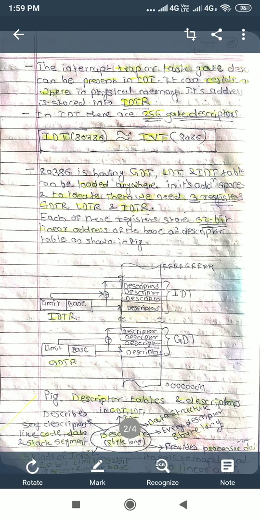In this way, now you can see the diagram. Here we have IDT and GDT. IDT has many descriptors. Likewise, GDT can have many descriptors. The information of this IDT and GDT can be stored into the IDTR and GDTR registers.